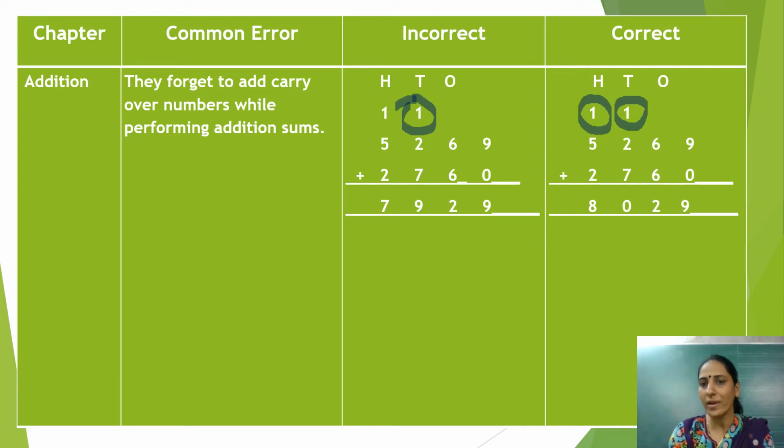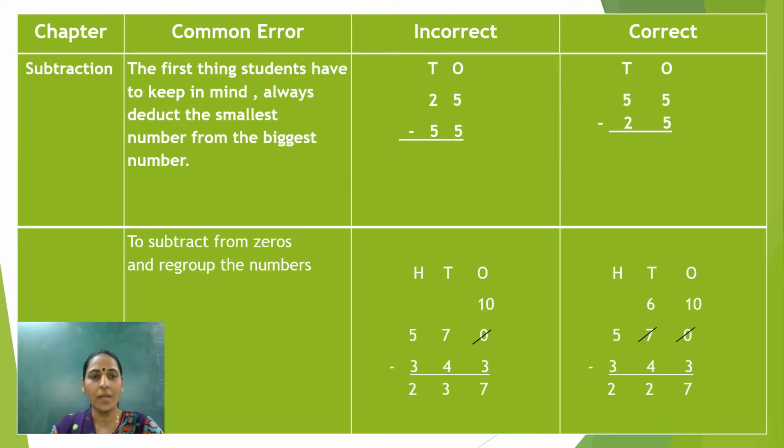10, 0, carry gaya 1, 5 plus 1, 6 plus 2, 8, right? So this is the correct method they have to. Okay. Now in chapter subtraction, what is the common error they are doing? The first thing students have to remember is that always the biggest number goes in front, right? So always they have to write down the biggest number on the top.